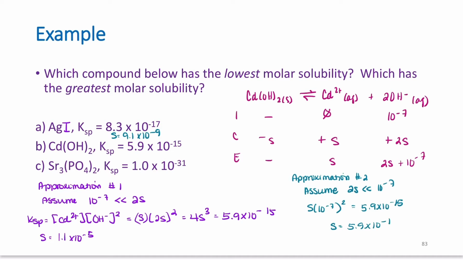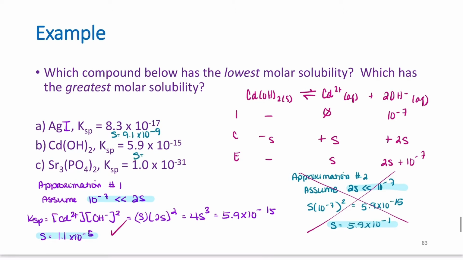How do I choose which one's correct here? Well, you compare these two numbers. Does this S value look a lot bigger than 10 to the minus 7? Yeah, it's a lot bigger. Does this S value look a lot smaller than 10 to the minus 7? No. This approximation is valid. Therefore, the molar solubility of cadmium hydroxide in water, S equals 1.1 times 10 to the minus 5th.